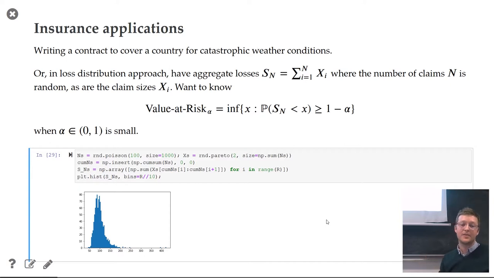My imagination is not too great on this, but I'm sure you can think of many things that are not very common. All through insurance, for example, if you're writing a contract to cover a whole country against catastrophic weather loss, this might be something you could use. Or if you're a normal insurer, aggregating losses over many customers and their claims over a year, you need to calculate quantities such as the value at risk, which is an extreme quantile: in the, say, 1% worst day or worst year, how much will I be losing?